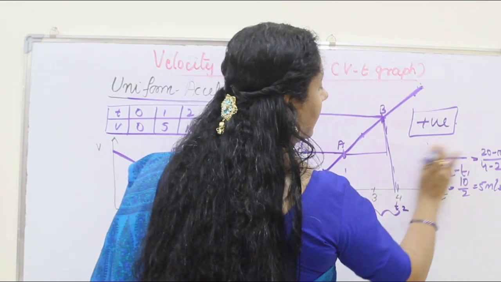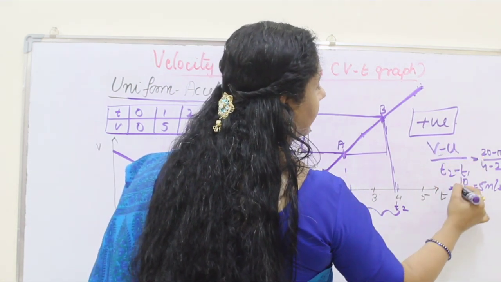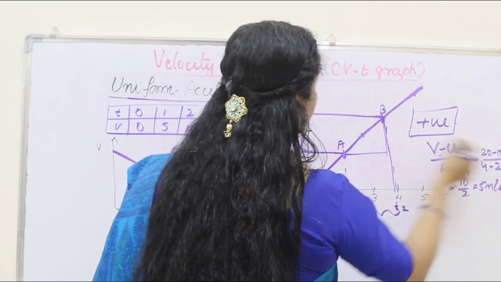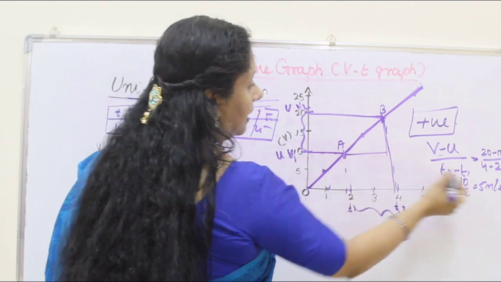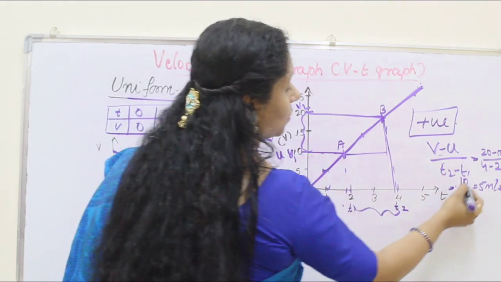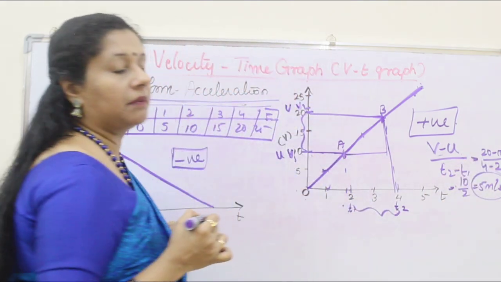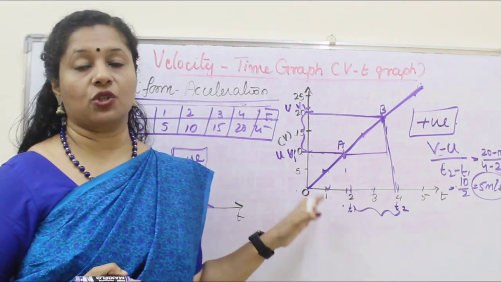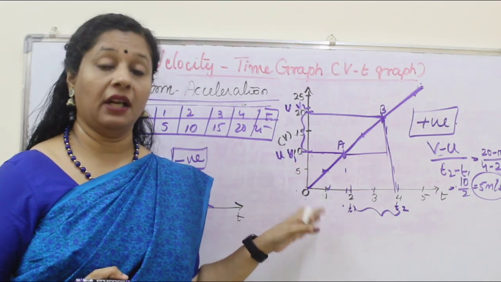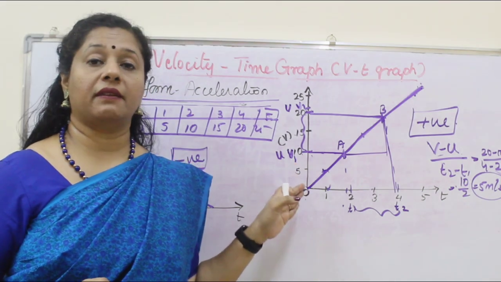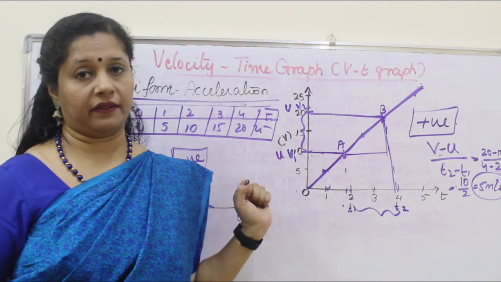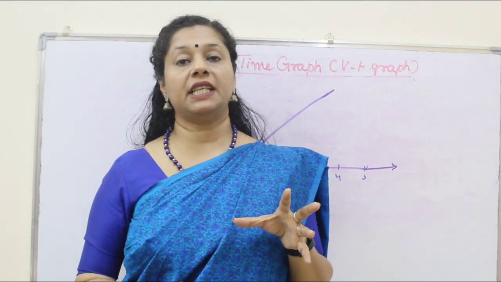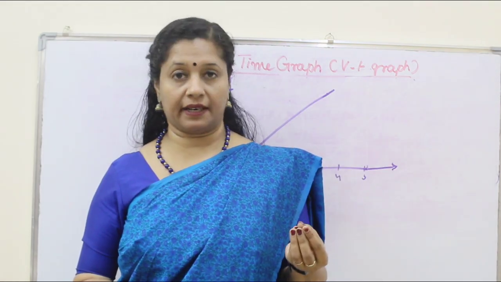So here I am taking V minus U by T2 minus T1, which is equal to 20 minus 10 divided by 4 minus 2. So I get 5 meter per second squared as the acceleration. So if you want to find out acceleration from a VT graph, you just have to find out the slope of that graph. We found the slope of the VT graph gives us the value of acceleration.